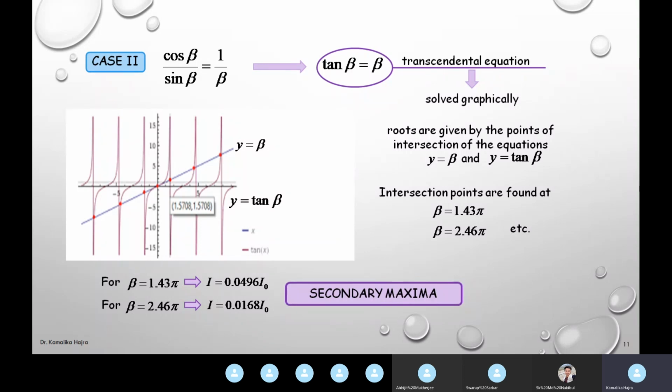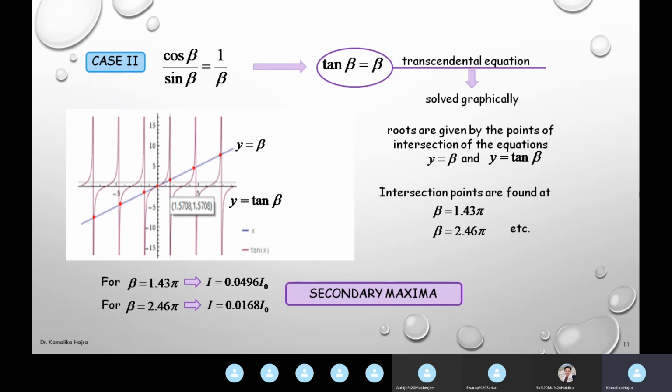So you can understand how observationally this intensity pattern will be different from the intensity pattern of the diffraction.